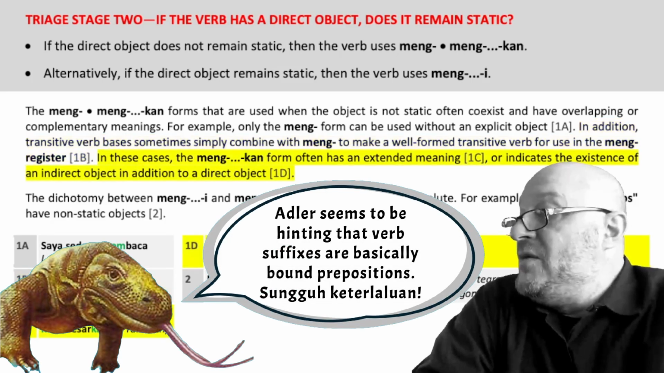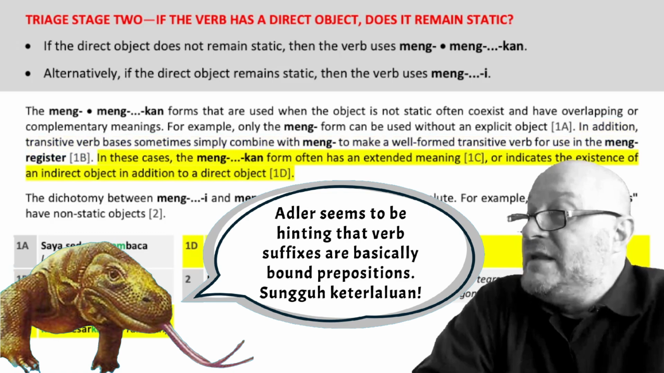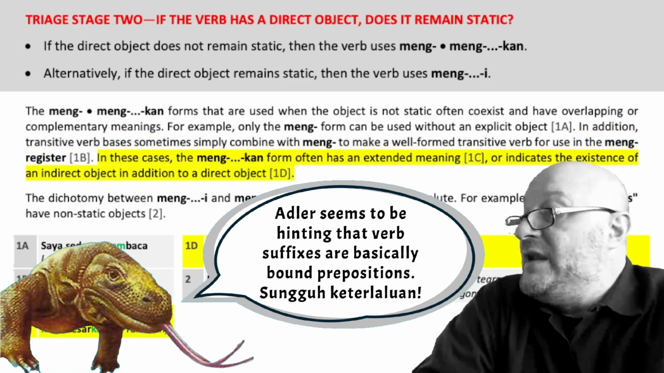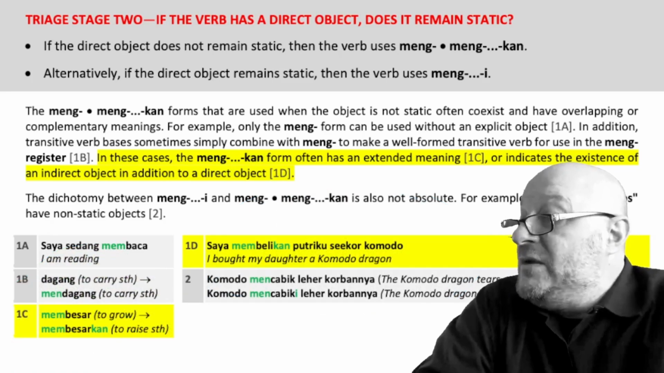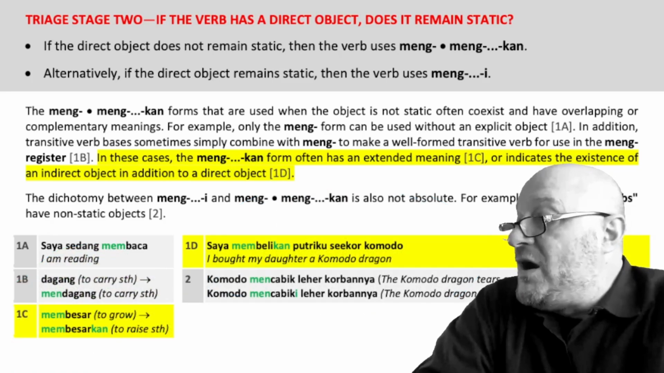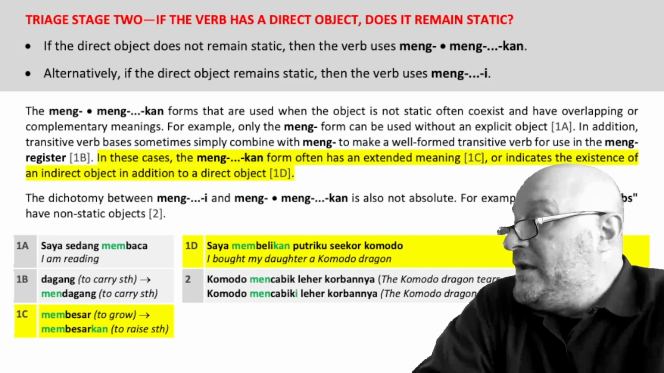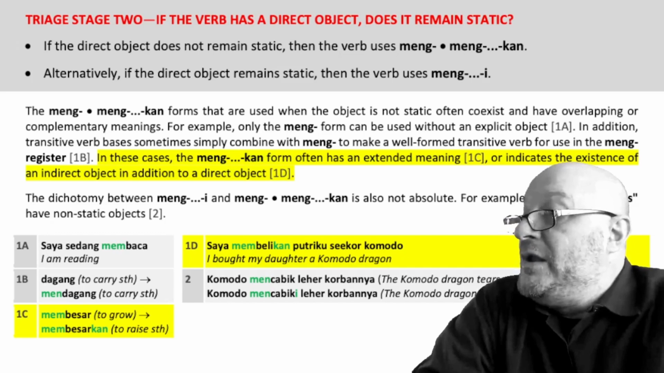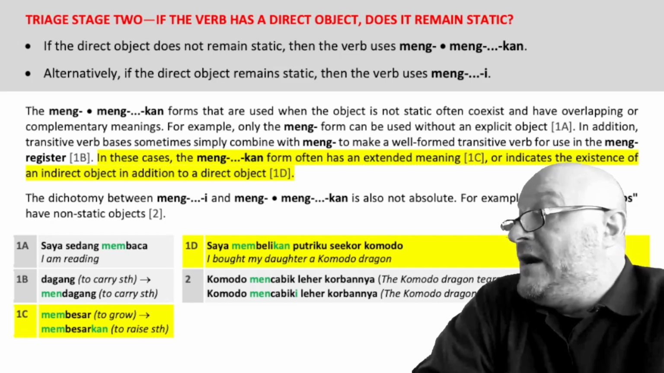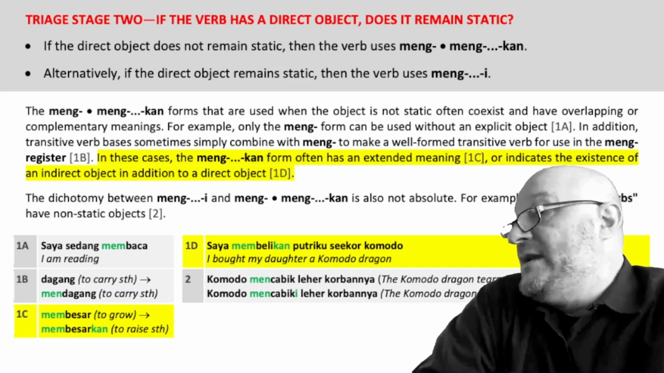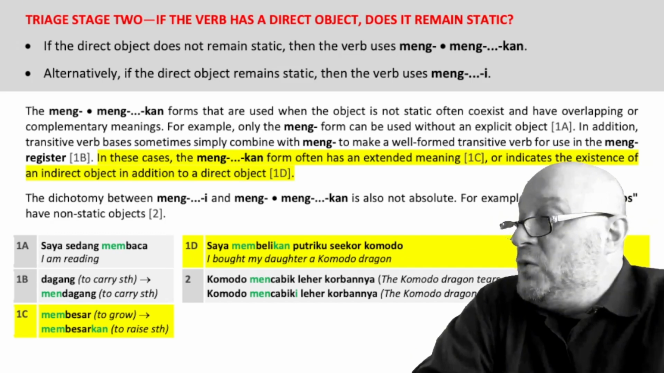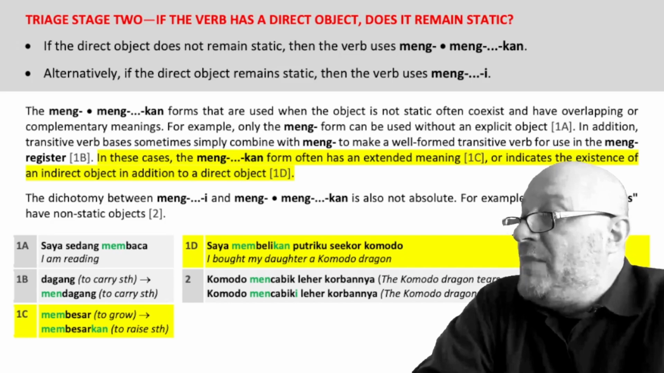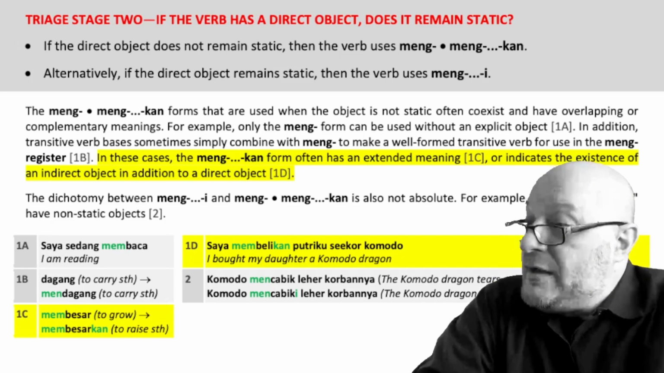In these cases, the meng-kan form often has an extended meaning or indicates the existence of an indirect object in addition to a direct object. So in example 1c, we have an extended meaning. Membesar, to grow, can give membesarkan, to raise something. In example 1d, we have a ditransitive verb, a verb with a direct and an indirect object. Saya membelikan putriku seekor Komodo. I bought my daughter a Komodo dragon.